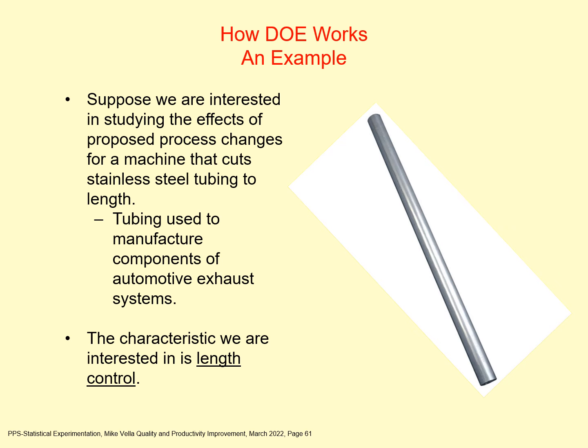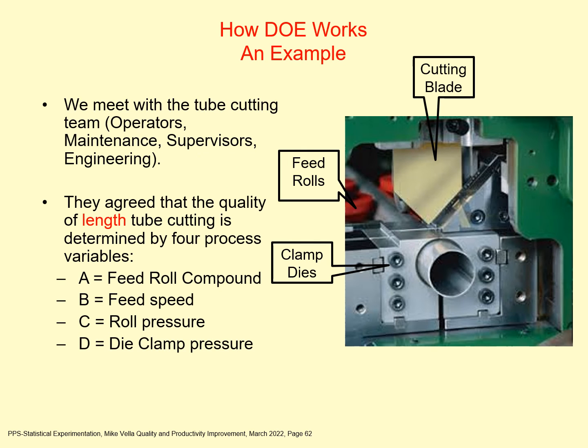How about an example? Suppose we are interested in studying the effects of a proposed process change for a machine that cuts stainless steel tubing to length. The tubing is used to manufacture components of an automotive exhaust system. So the characteristic we are interested in is length control. This example is about length control, an experiment about length control of automotive exhaust tubing.